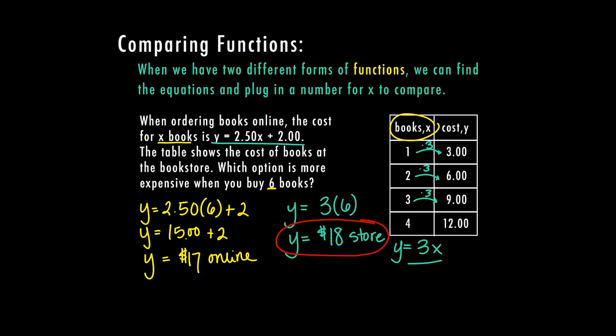So you can see here we did have 2 different forms of functions. First was an equation, the one on the right was a table, and we were able to figure out our equation from the table so that we could plug in a 6, which was the number we wanted to find, and figure out which one answered the question.